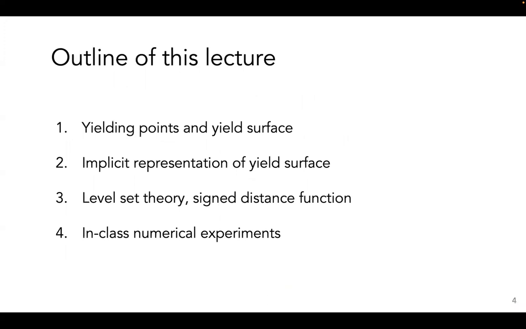Today I just want to talk about a few concepts: the yielding point, the yield surface, the implicit representations of the yield surface, and the use of the level set or signed distance functions to represent the yielding. Then we probably don't have time for the in-class numerical experiments, but we can use the remaining time to answer questions about lab report 1.